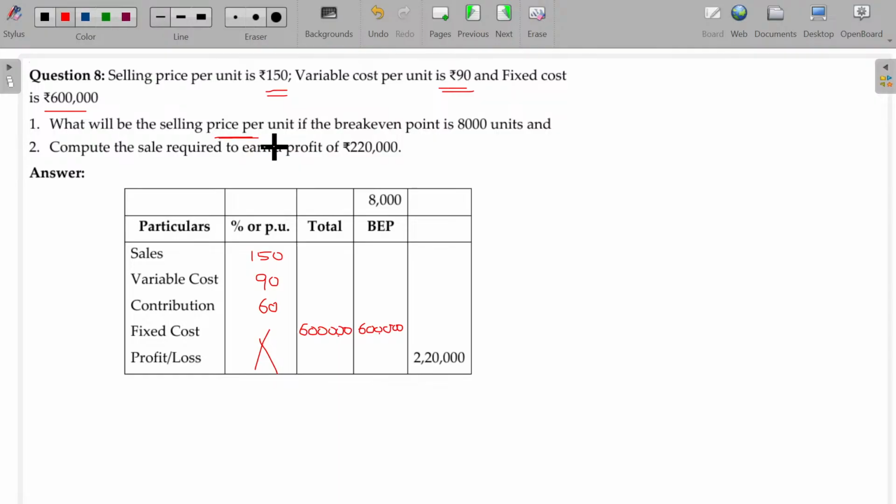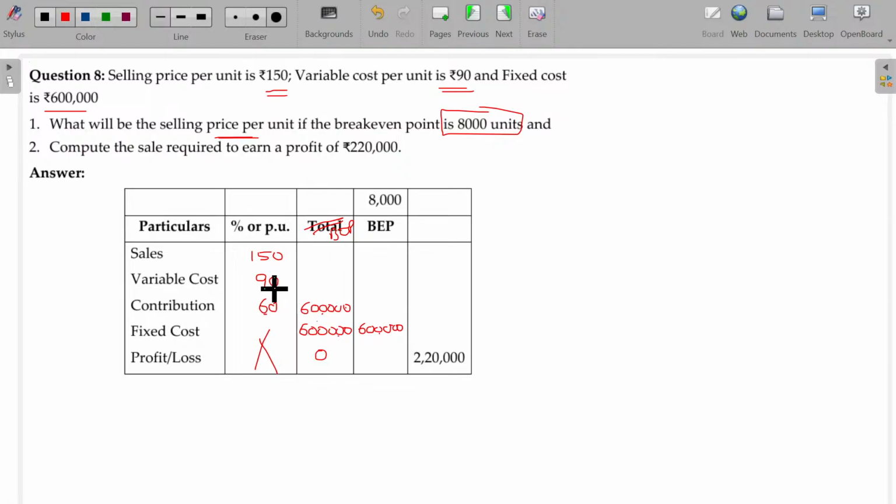What will be the selling price per unit if the break-even point is 8,000 units? Now come on, first you finish up this one, the total column. What about the BEP? At BEP level, your profit is 0. Profit plus fixed cost is the contribution. 6 lakhs will be the contribution for the BEP.